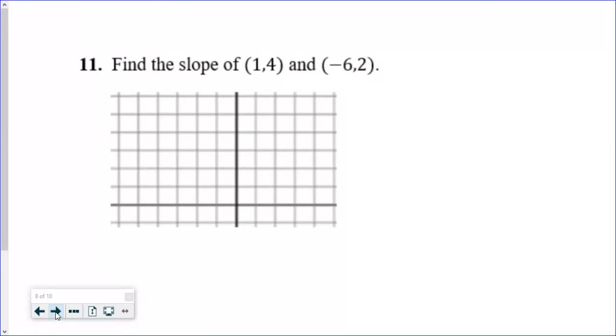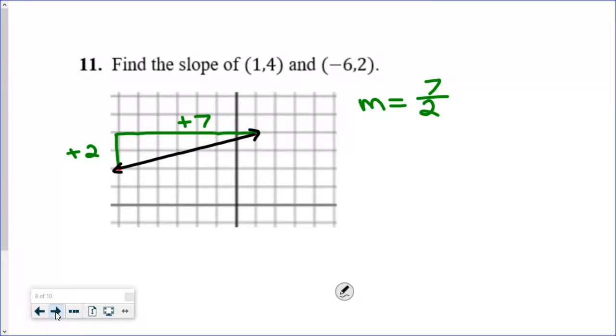Now finding slope, here's what I would do. I would plot the 2 points. So I'm going to plot 1, 4, make a dot, -6, 2, okay, and I'm going to find the rise over run. So I'm going to go up 2, rising, 1, 2, 3, 4, 5, 6, 7, to the right 7. So my rise over run, or my slope of n, is 7 over 2. And it should be positive if I were to connect those dots.